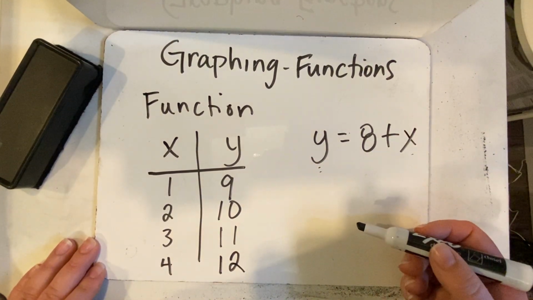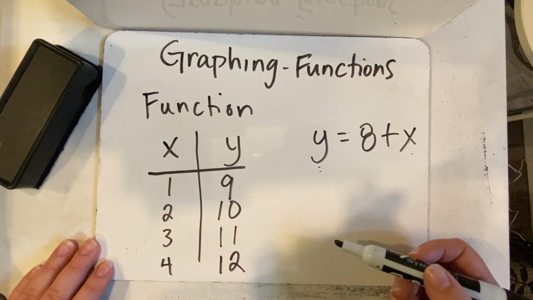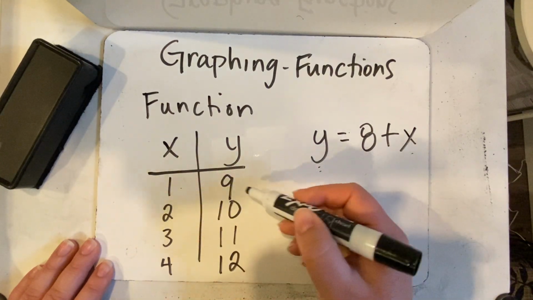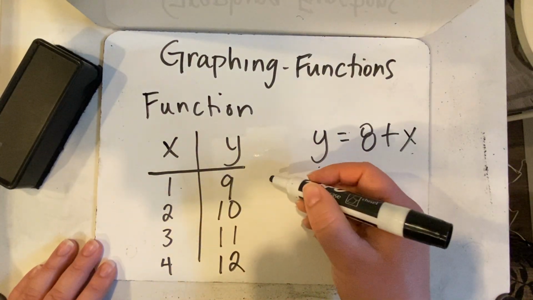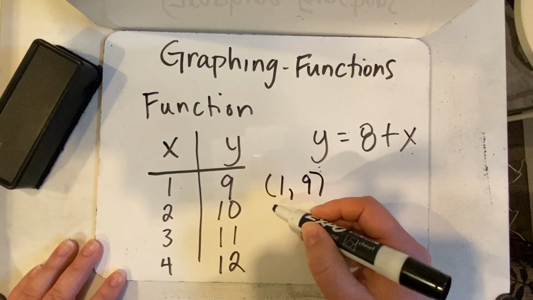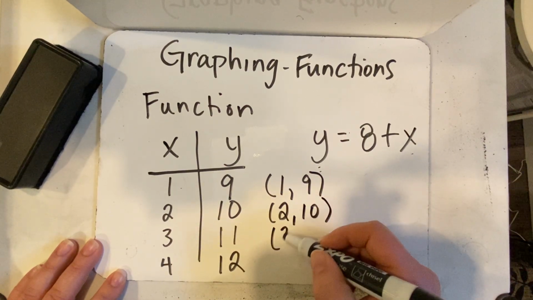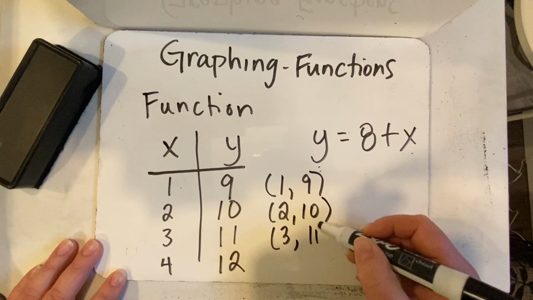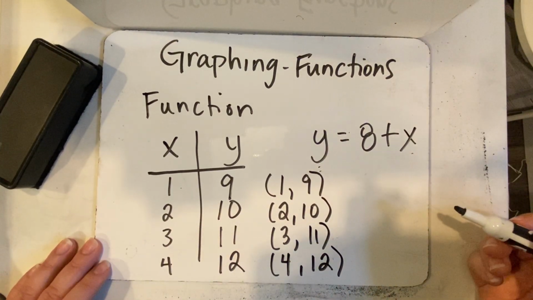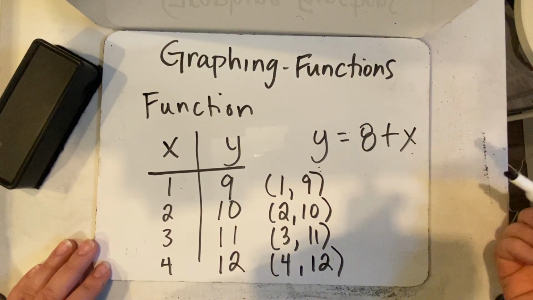Now, what are you supposed to do with these? Well, you can assume that these are ordered pairs. This makes sense because you have an x value and a y value. The corresponding ordered pairs would be 1 for the x, 9 for the y; 2 for the x, 10 for the y; 3 for the x, 11 for the y; 4 for the x, and 12 for the y. And then the third step for functions, of course, would be actually graphing them.